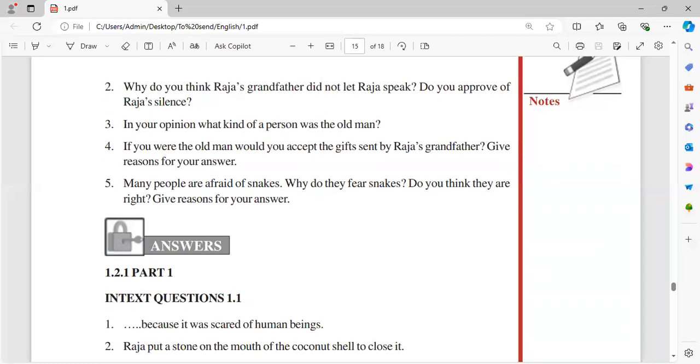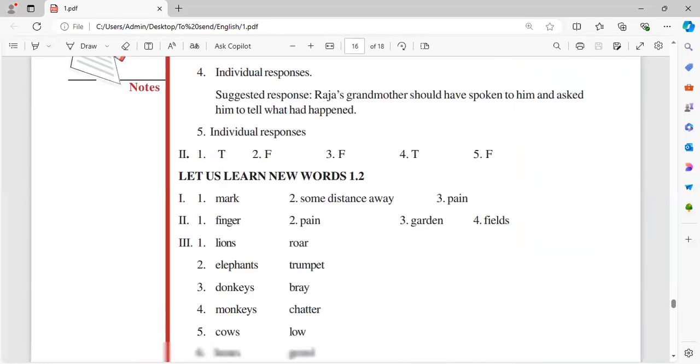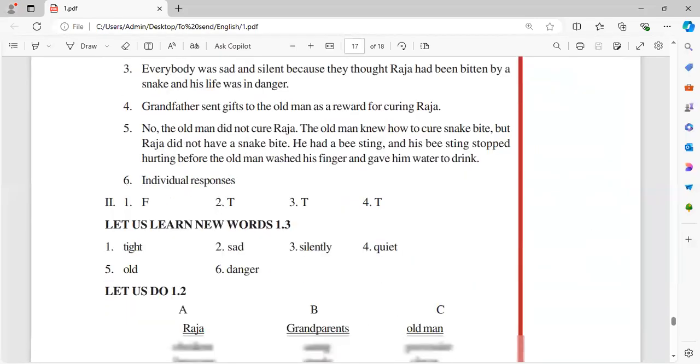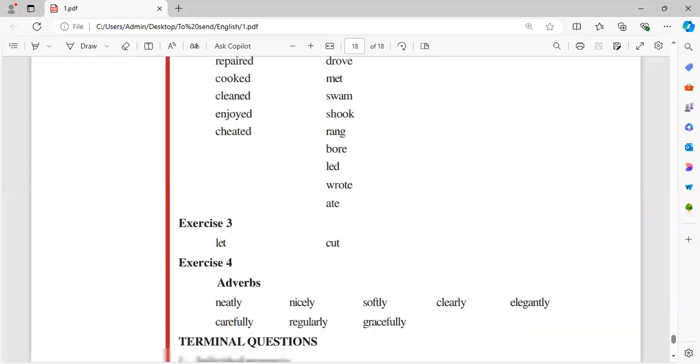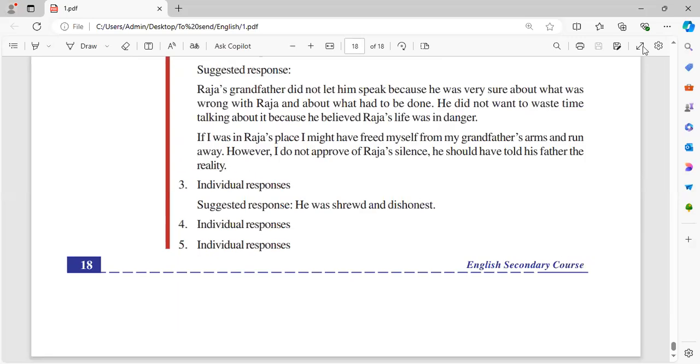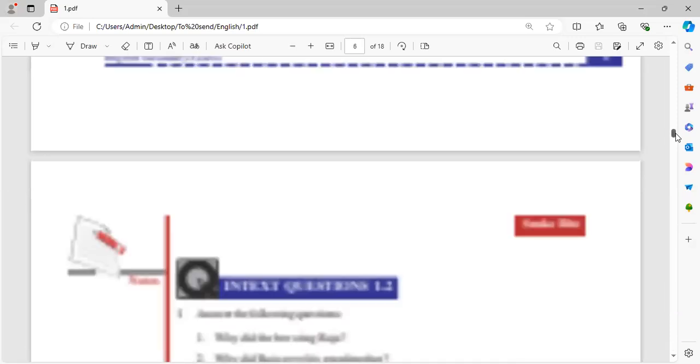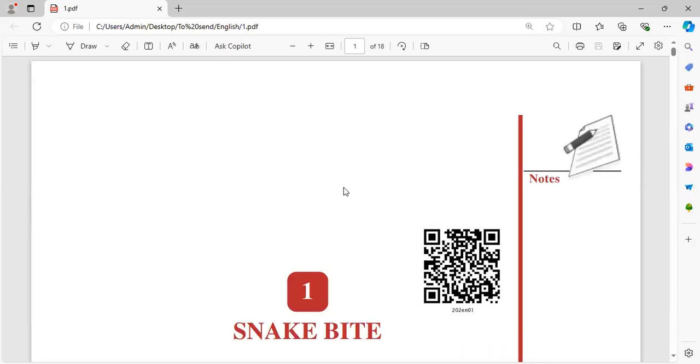After answering them, you have the answers given by the textbook itself. So you can see the answers in the textbook and see how the answers are given. Some of the answers won't be given in the textbook because they are to be individual answers.